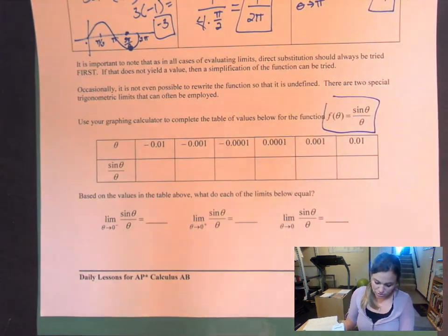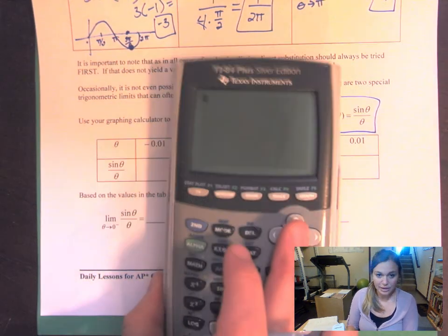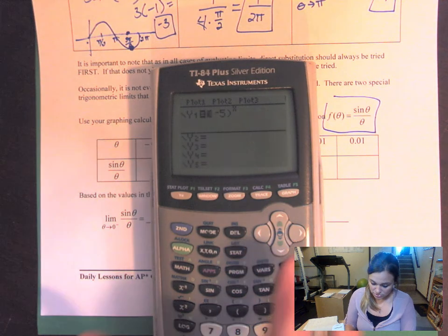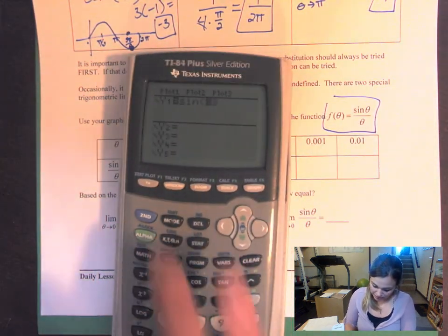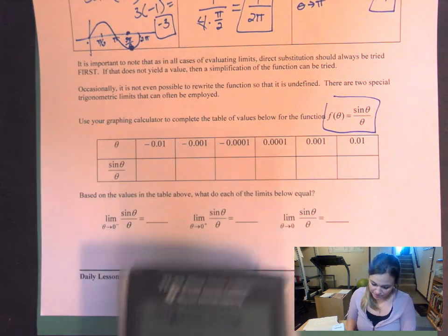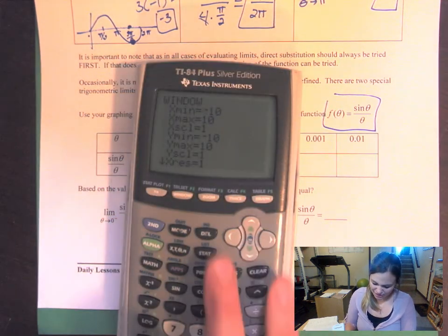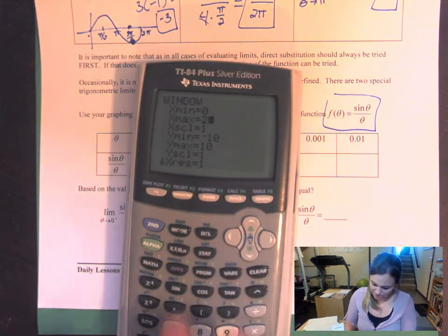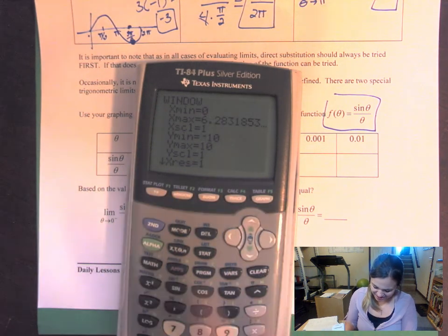So what I want you to do, using your graphing calculator, complete this table. So see if you can do that on your own. I'm going to fill in the values in a second, but I'm going to go to y equals, and sine of theta over theta, I'm just going to write as sine of x over x, same thing. And I'm going to change my window because for sine functions, I'm only going to go from like 0 to 2 pi, and not negative 10 to 10, maybe negative 2 to 2 instead.